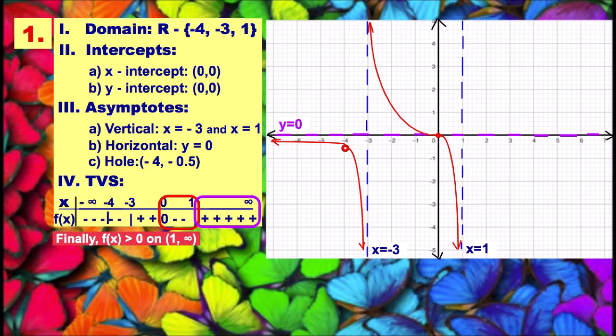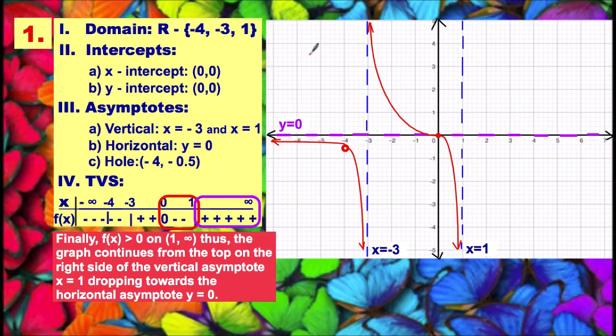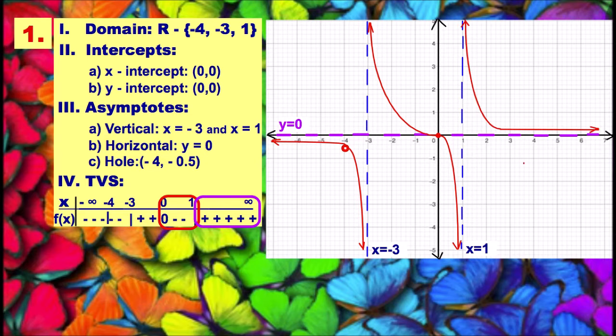Finally, f of x is greater than 0 on open interval (1, infinity). Thus, the graph continues from the top on the right side of the vertical asymptote, x equals 1, dropping towards the horizontal asymptote of y equals 0. Sketching it, this red line.